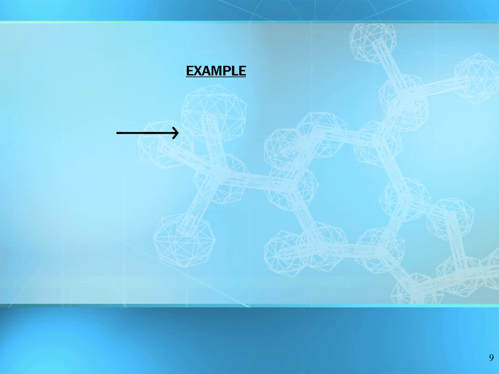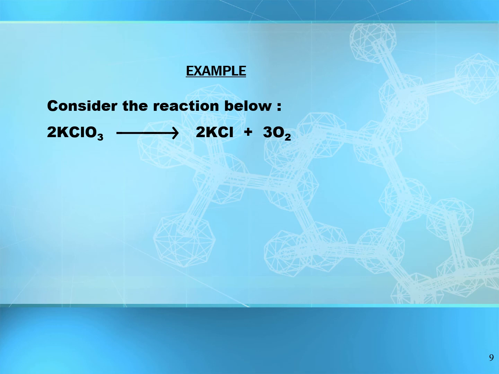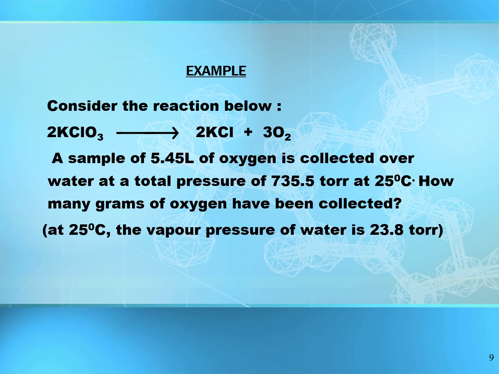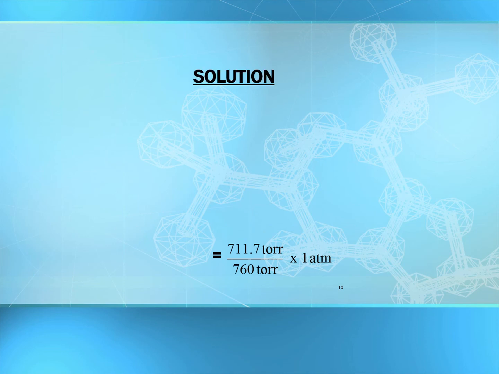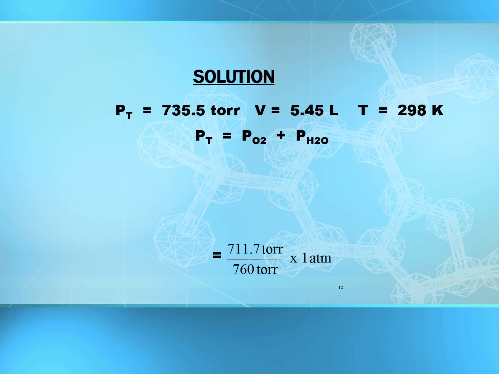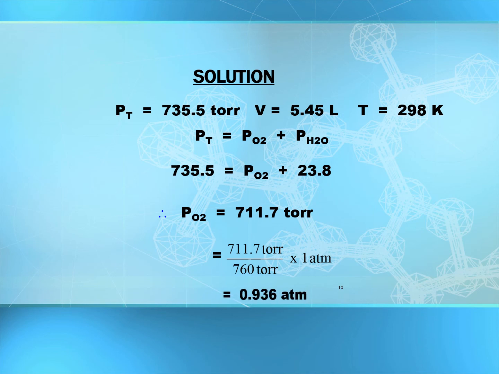This is an example of a question that involves the water displacement method. In this case, potassium perchlorate will become potassium chloride and oxygen as a gas. So the solution to answer the question is to just apply Dalton's gas law, where total pressure is equal to the partial pressure of oxygen and water vapor pressure. In this case, the partial pressure of oxygen will equal the total pressure minus vapor pressure.